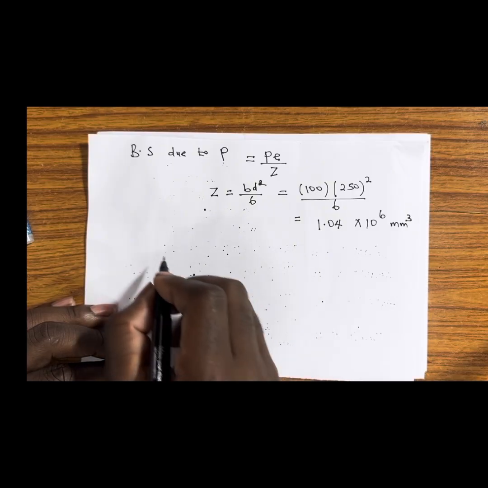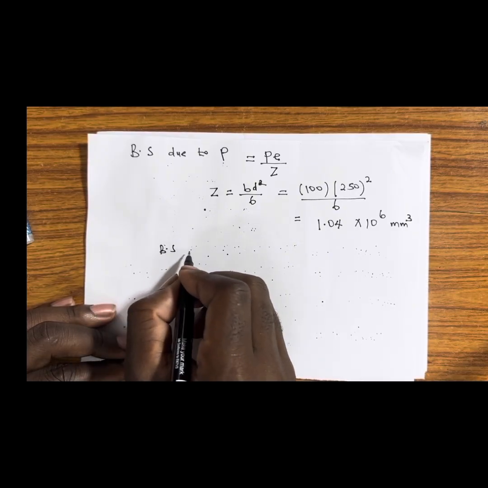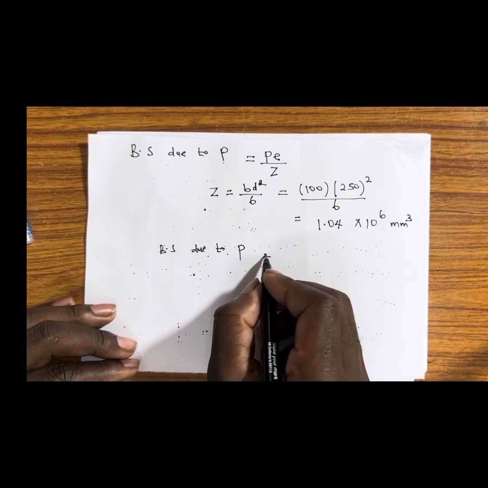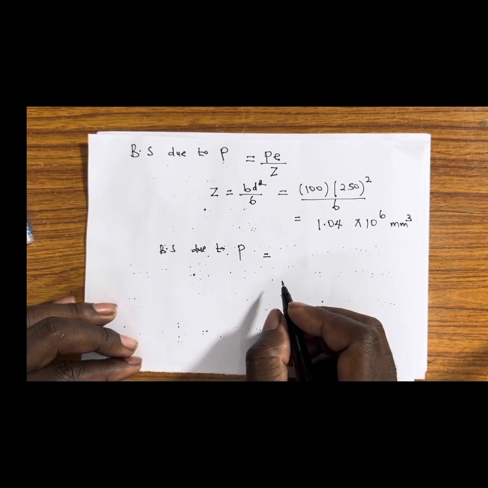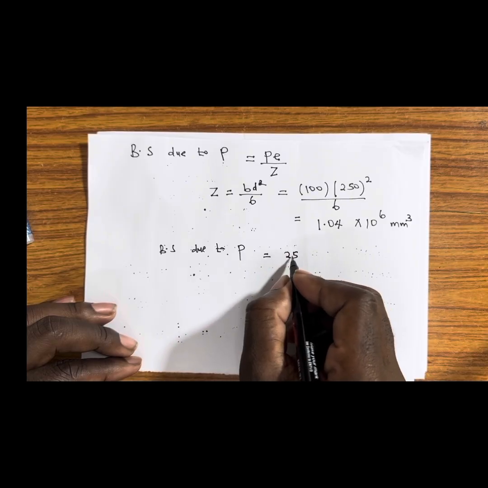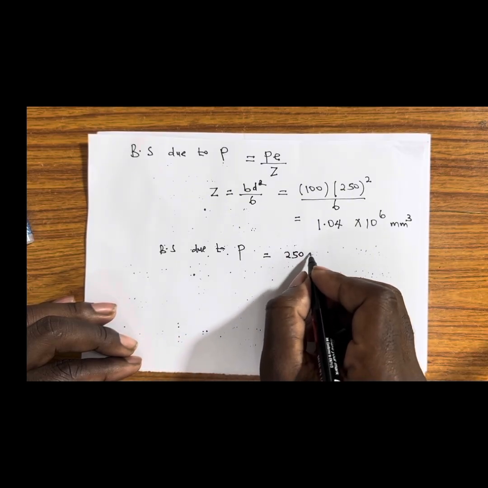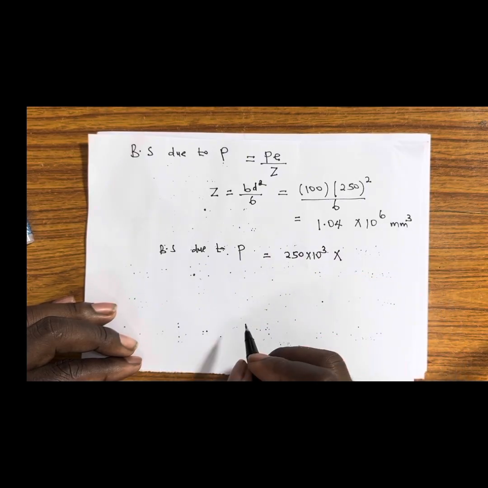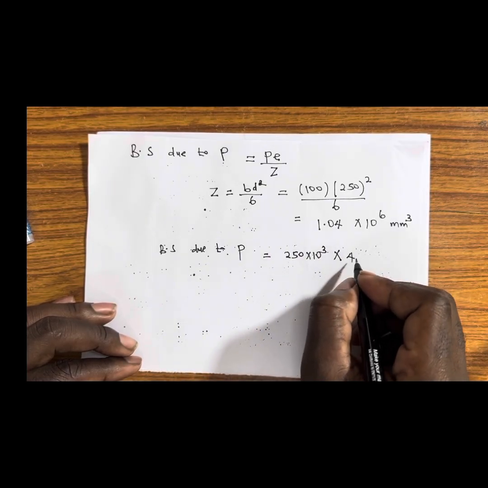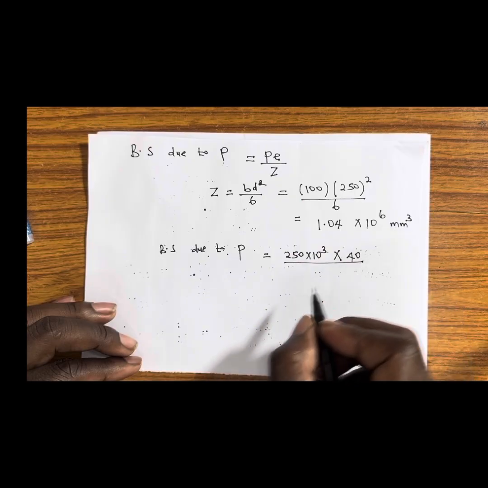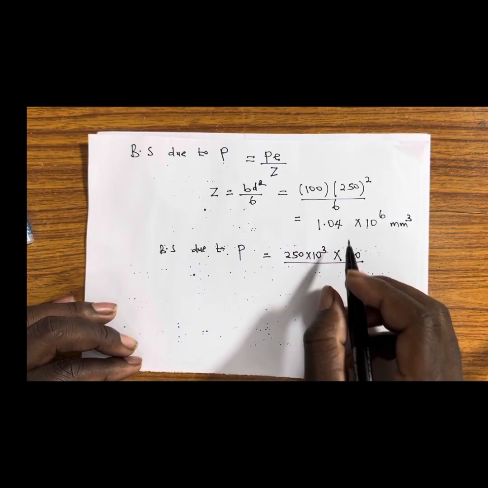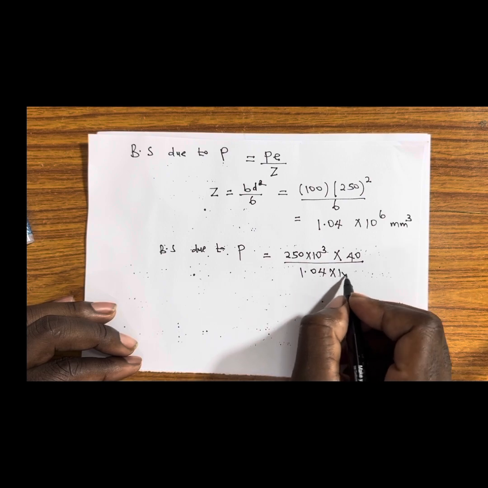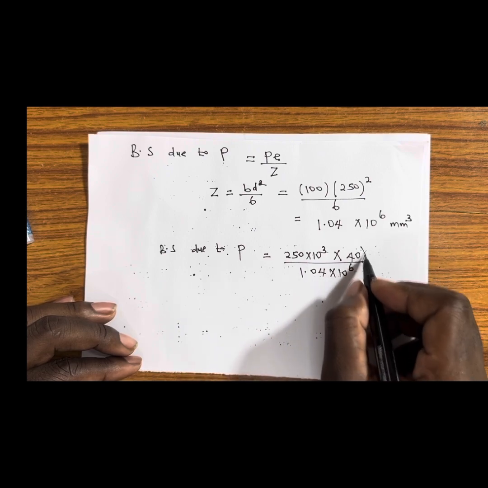Okay, now from what we now know, we can go back to this formula and substitute what will be our bending stress due to P. It's going to be equal to P, and we know the P value is 250, in Newton it is times 10 raised to power 3. Multiply this by 40, which is our eccentricity E, and divide this by Z, which is 1.04 times 10 raised to the power 6.